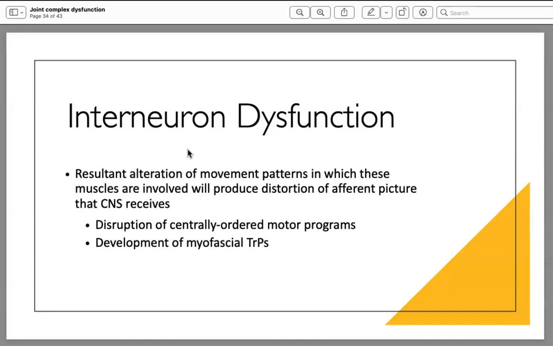Resultant alteration of movement patterns in which these muscles are involved, so your different hypertonic and hypotonic muscles, can produce distortion of the sensory picture, or how you interpret that sensory information. When things aren't being utilized properly, we're going to have a disruption of those sensory mechanisms. This can also contribute to the development of myofascial trigger points.